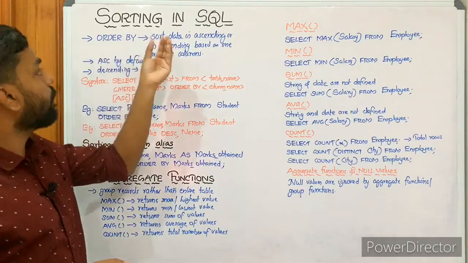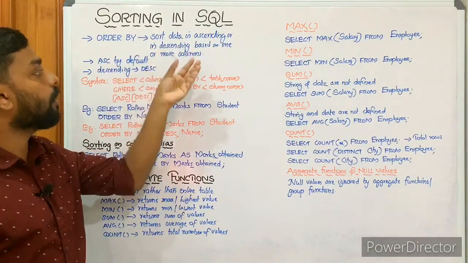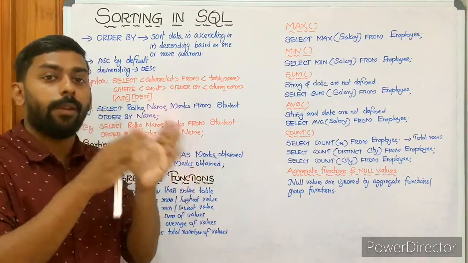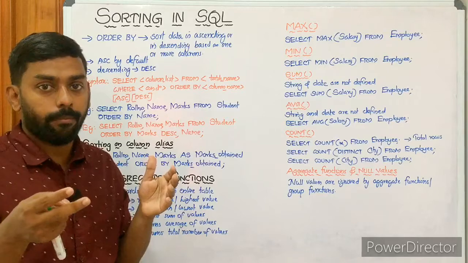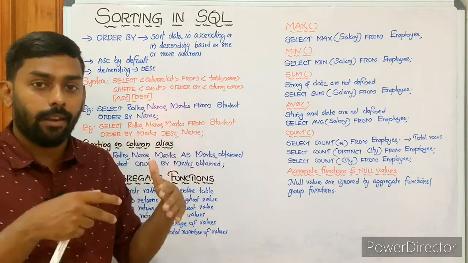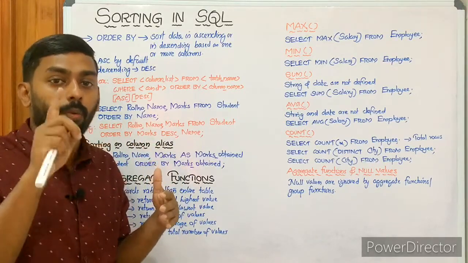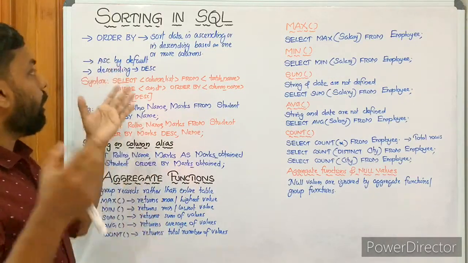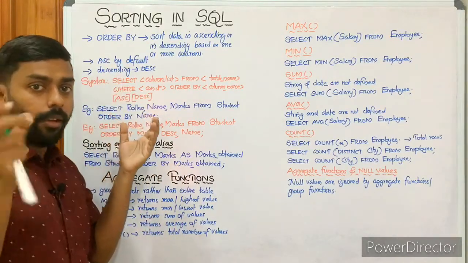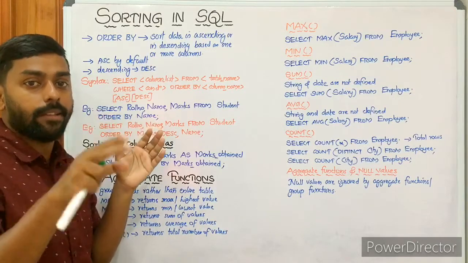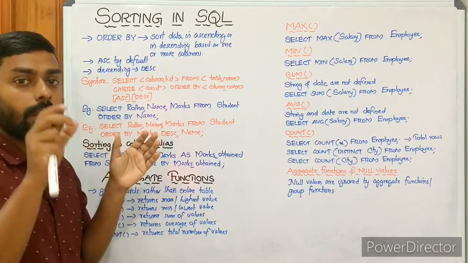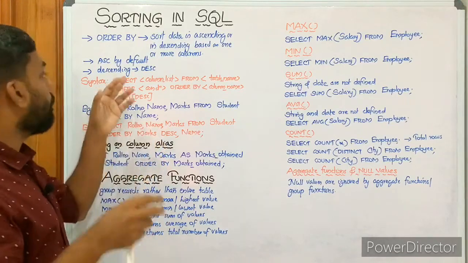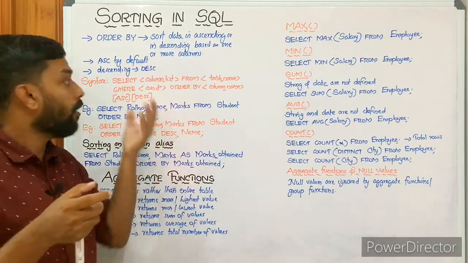The ORDER BY clause is used to sort data in ascending or descending order based on one or more columns. It's not only based on one column, we can make use of one or more columns, meaning we can sort the elements in a table by using one column or more than one column. ASC is the default order, and if you don't specify any keyword, ASC or DESC, just after the ORDER BY clause, it will be taken as ASC, ascending. And if you want descending order, you have to use DESC.